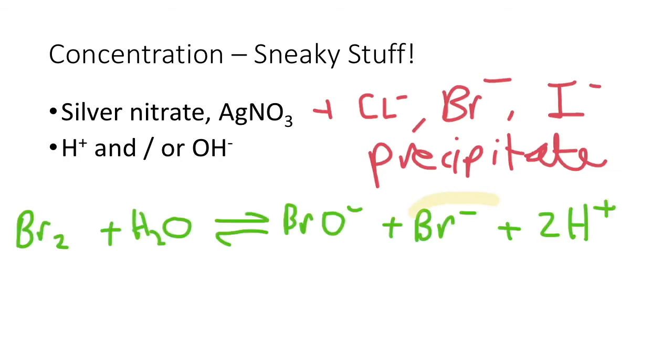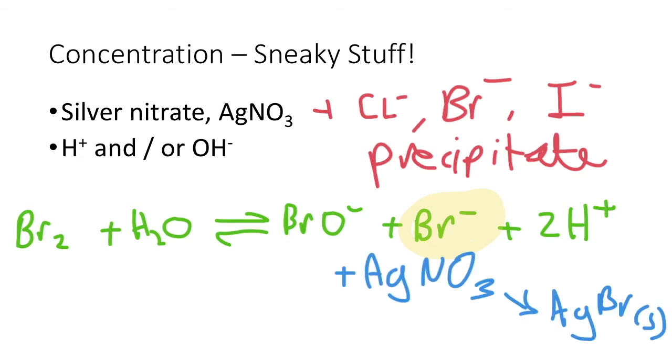So for example, in this equilibrium here, we've got a bromide ion here. If we add silver nitrate, we're going to form silver bromide, a precipitate which is going to come out of solution. So we're effectively getting rid of one of our products, decreasing the concentration of one of our products. That's going to cause our equilibrium to shift to the right.